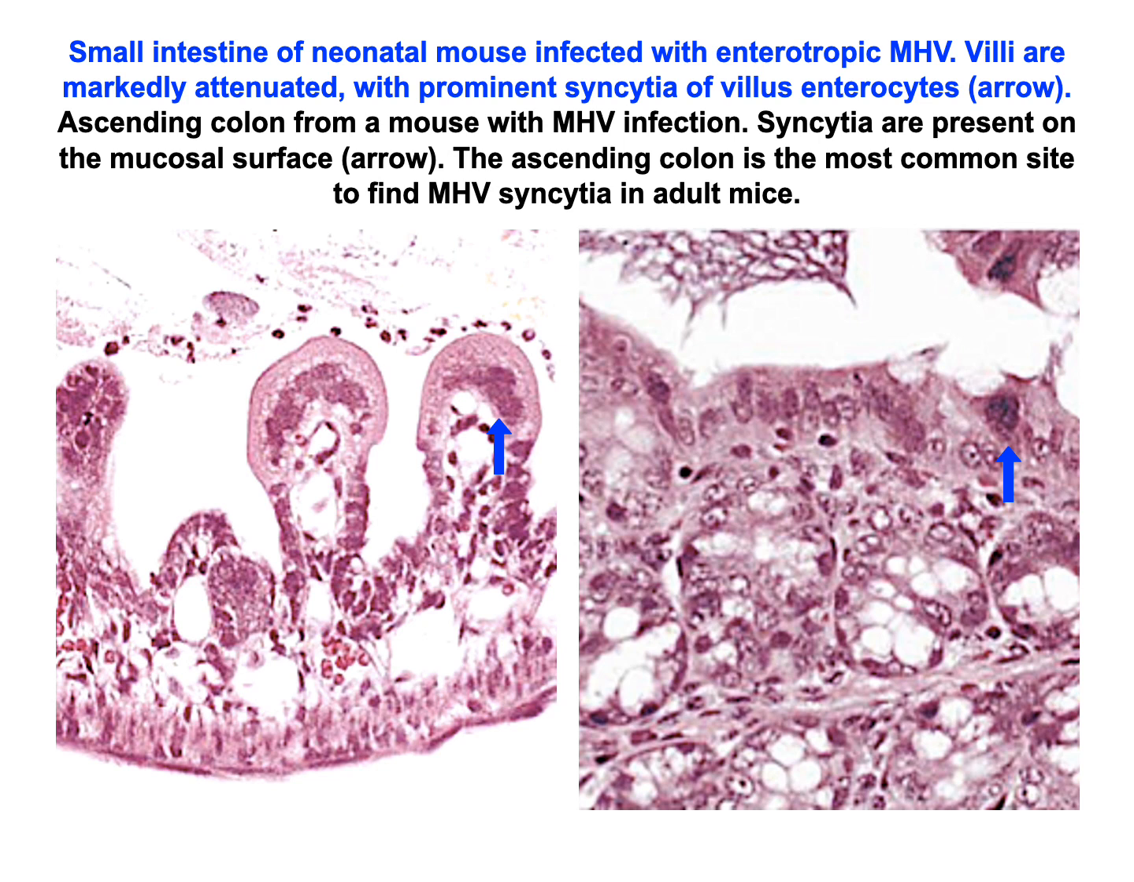So you can see here on the picture the small intestine of neonatal mice infected with enterotropic mouse hepatitis virus. Villi are markedly attenuated with prominent syncytia of villus enterocytes. See the arrow. And right side you see an ascending colon from a mouse with MHV infection. Syncytia are present on the mucosal surface. See arrow. The ascending colon is the most common site to find MHV syncytia in adult mice. So in neonatal, the small intestine, and in the adult, the colon.